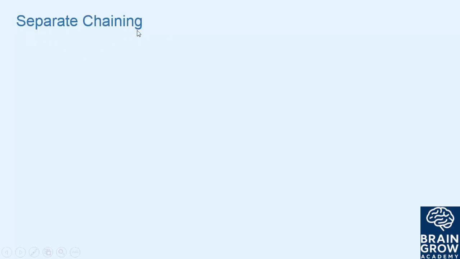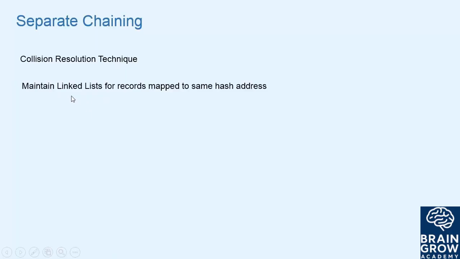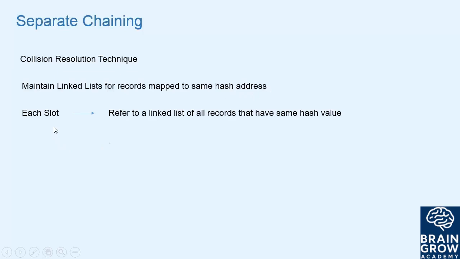In this lecture, we'll discuss separate chaining, which is a collision resolution technique. In this technique, we'll maintain linked lists for records that are mapped to same hash address. So here, each slot of hash table will refer to a linked list of all records that have same hash value. Any index i of the hash table will refer to the linked list of all records that have hash value i.